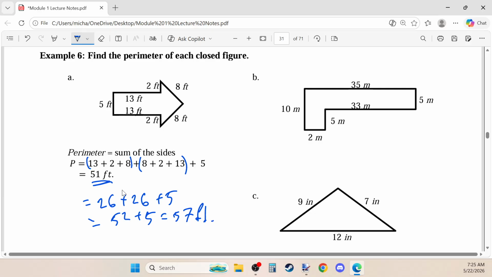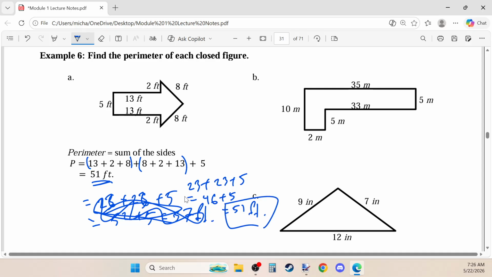Huh. 2 plus 8 is 10. 10 plus... Oh, 23. Sorry. I am wrong. 23 plus 23 plus 5 gives us 51 feet, which is correct. Okay. Yeah. No, it's right. It did it right. I did it wrong. Let's look over here. So let's do another one.